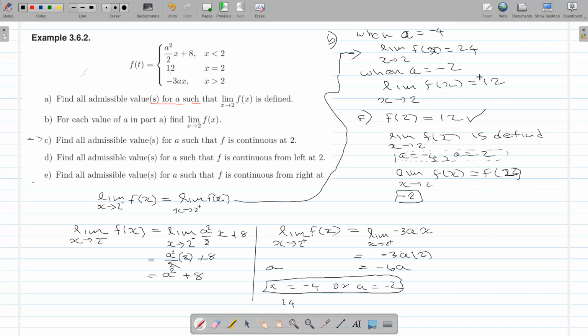When a equals negative 2, I get 12, but here 24, it's different from f of 2, 12. So this limit is equal to 12 only when a is negative 2. So the answer for this is a equals negative 2. Is that fine now? Okay, good.